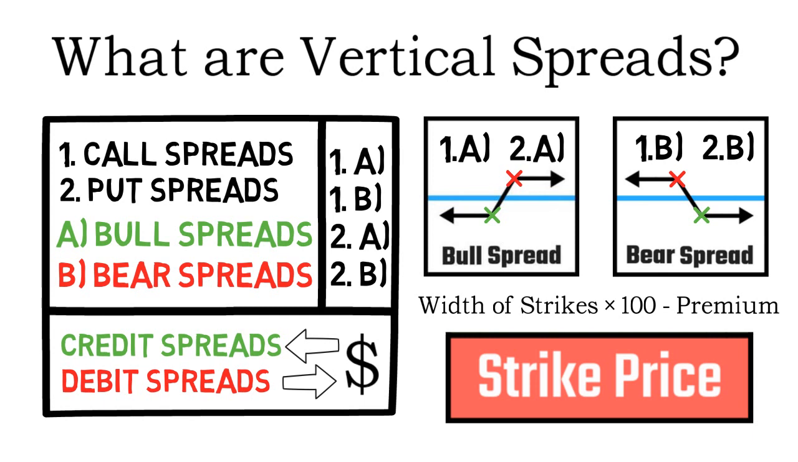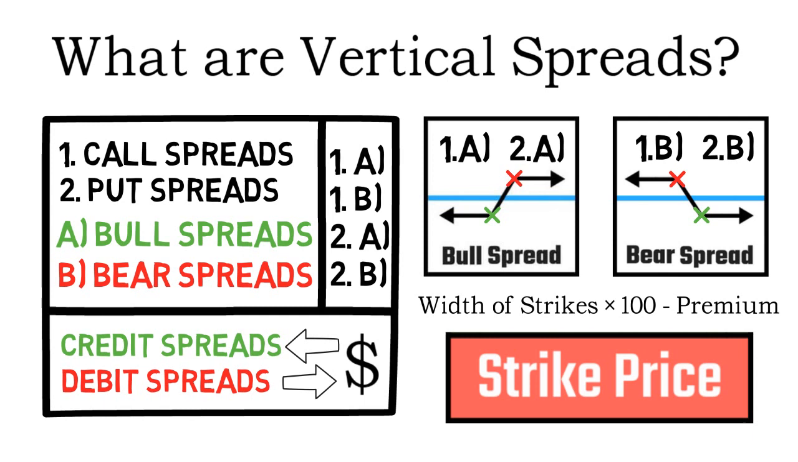So if the width between the strikes is 5, all you have to do is multiply 5 by 100, which is 500. And if the premium to open that spread was $100, $400 would be the result of this calculation. This calculation is used to determine the max risk for credit spreads and the max profit potential for debit spreads.